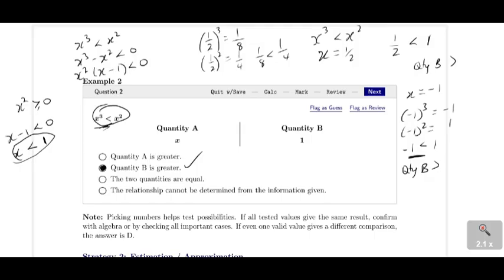Now I need you to take note of this statement here. Note, picking numbers helps test possibilities. If all tested values give the same result, confirm with algebra, that is what I said, or by checking all important cases. If even one valid value gives a different comparison, then you would want to go for option D, which says the relationship cannot be determined from the information given. And so that's what I said. Even if I test with values, I still want to make a general case by using algebra. And that is what we have done in the two examples.